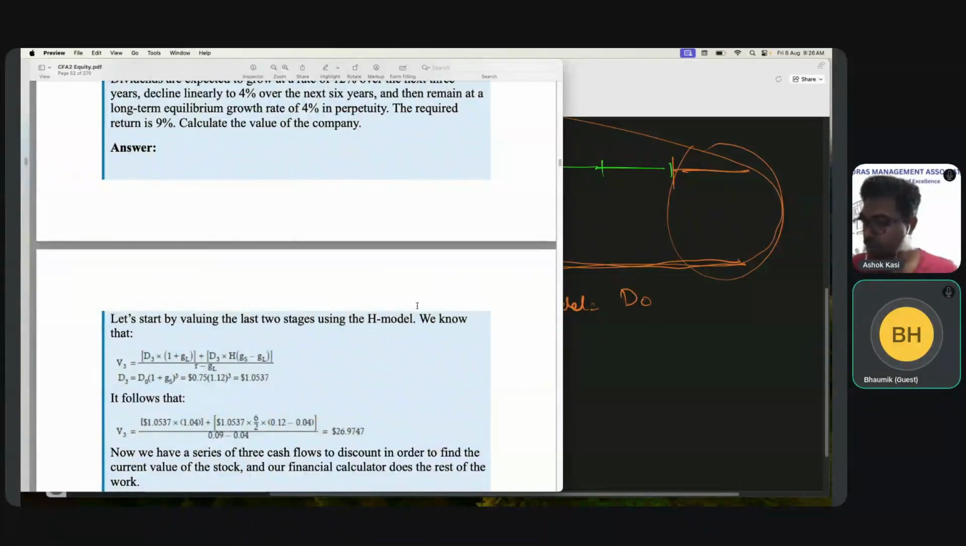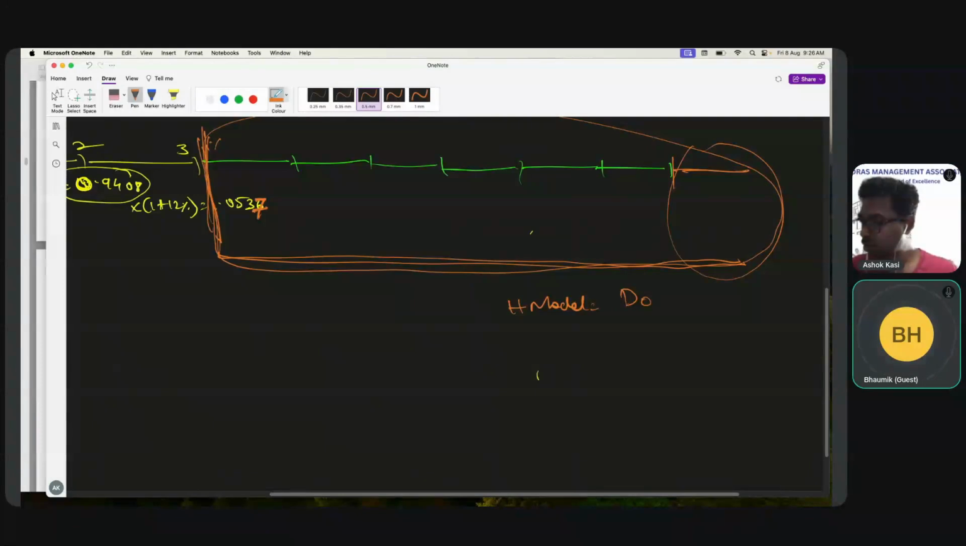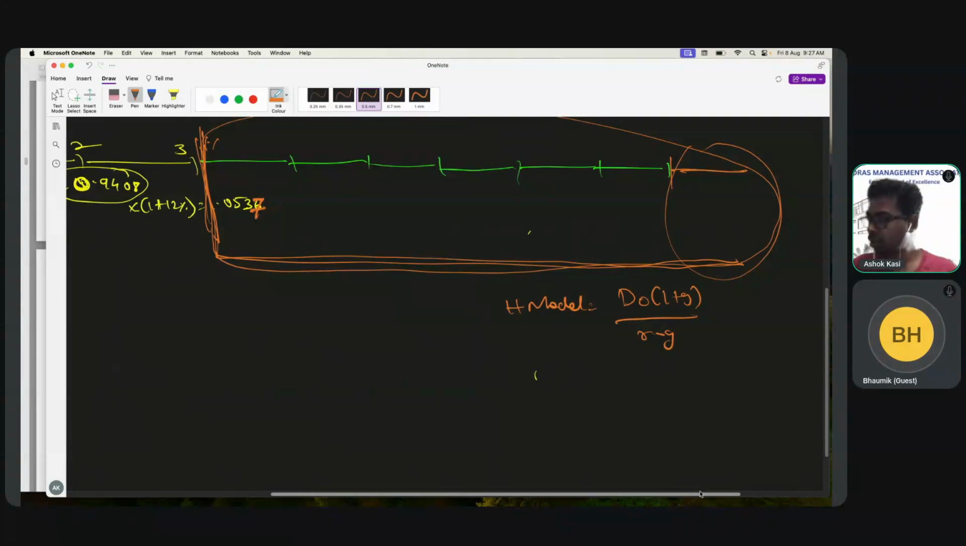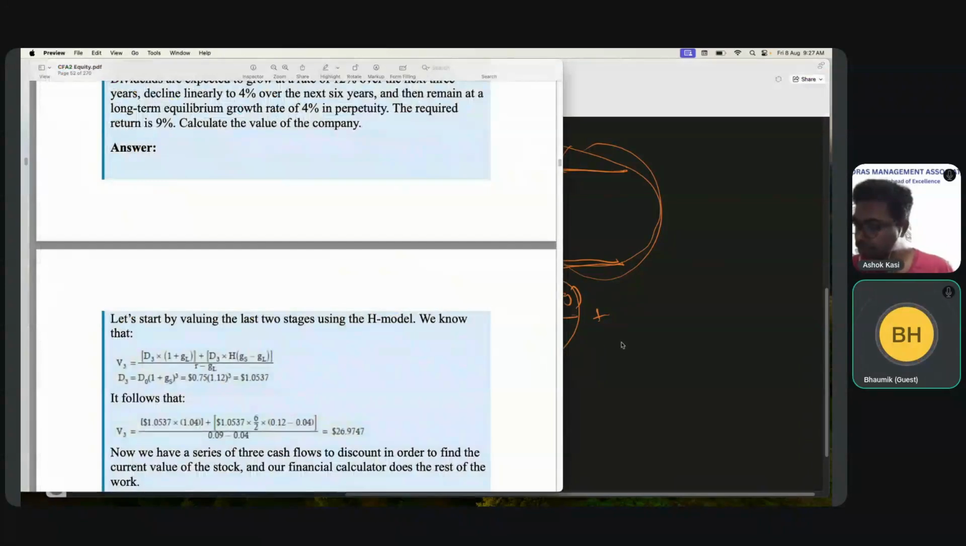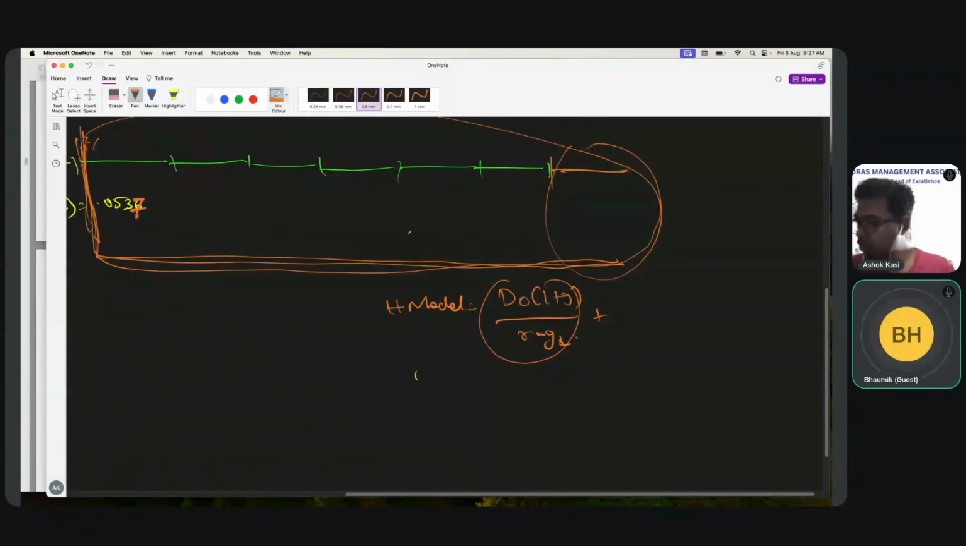First one is D0 into 1 plus long-term growth, divided by R minus G. Loosely, if I write it, this is like the Gordon growth. Then plus D0 into H, into short-term growth minus long-term growth, divided by R minus long-term growth. Okay, this is the formula, right?